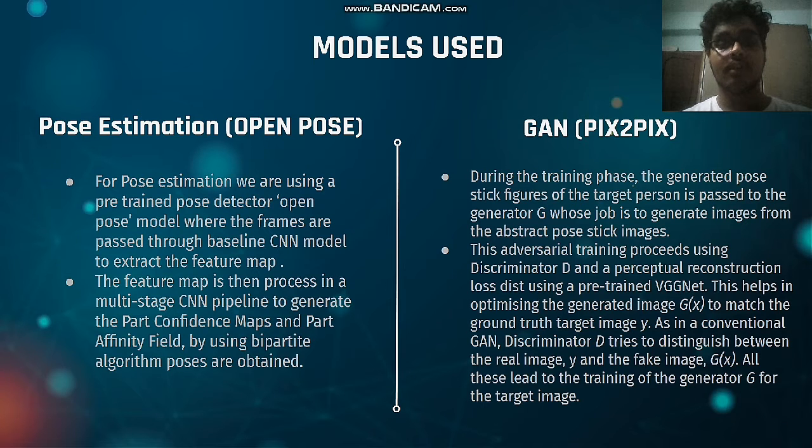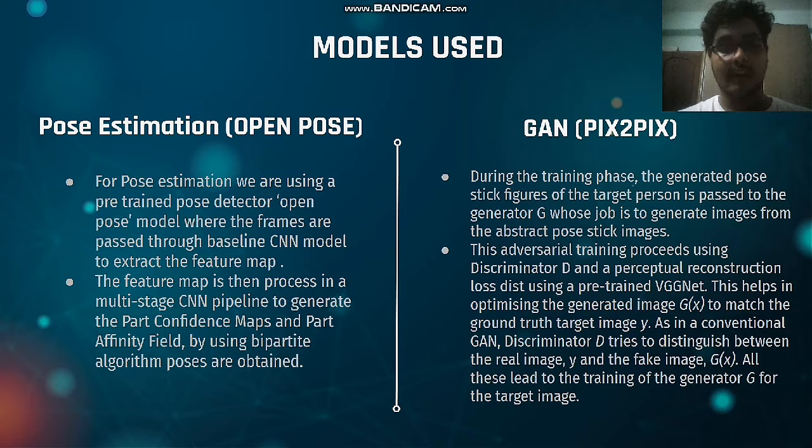Coming to the models which are used, basically we have used OpenPose for the pose estimation and pix-to-pix GAN for the model development. For pose estimation, we are using a pre-trained model called OpenPose, where the frames are passed into the CNN layers of a CNN model to extract the feature map. This feature map is then processed in a multi-stage CNN pipeline to generate the part confidence map and part affinity field, and by using the bipartite algorithm, this results in the pose estimation of the input frames.